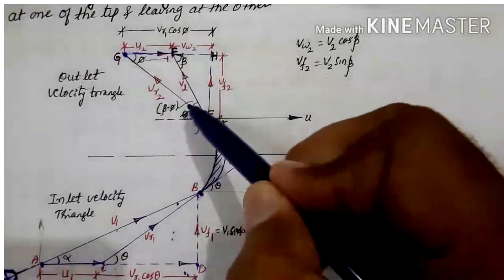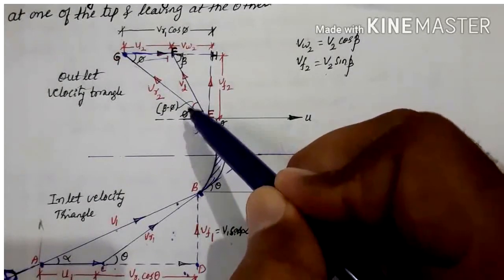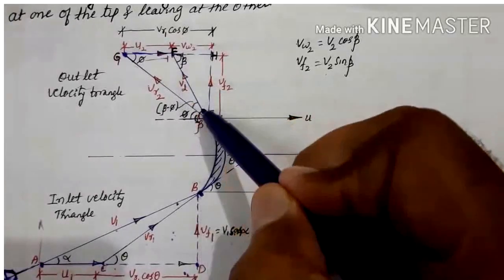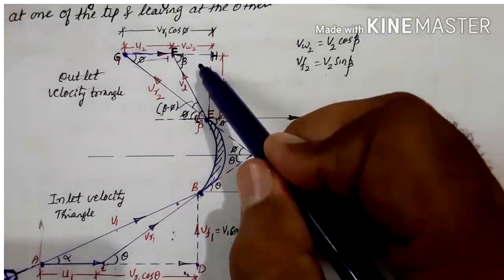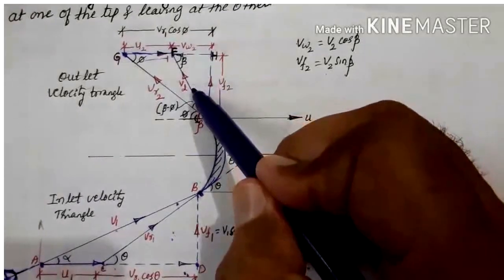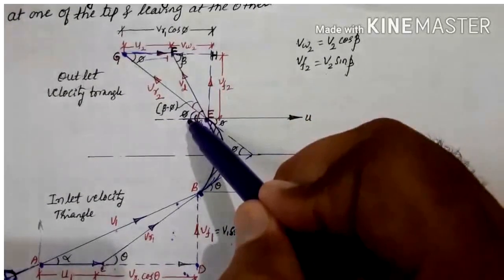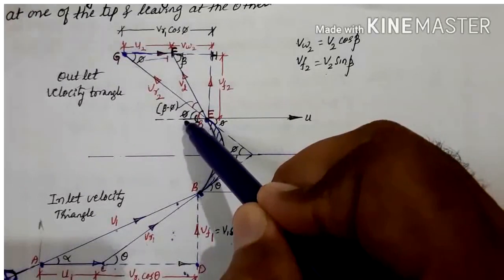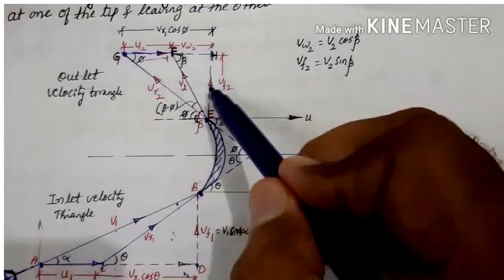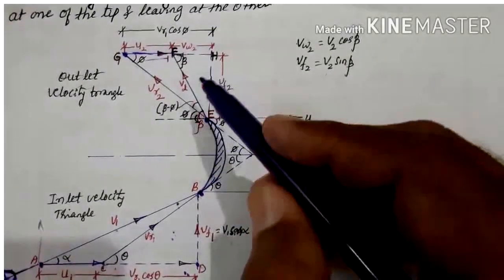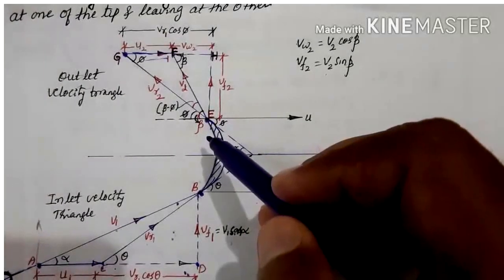Then angle phi, see here, it is marked here. It is the angle made by the relative velocity at outlet, and that is called the vane angle at outlet. And beta represents the angle made by V2 with the direction of motion of vane at outlet. Phi is called the vane angle at outlet. And the triangle EGH represents the velocity triangle at outlet. I hope you understood these triangles.